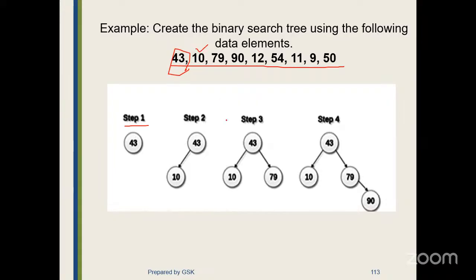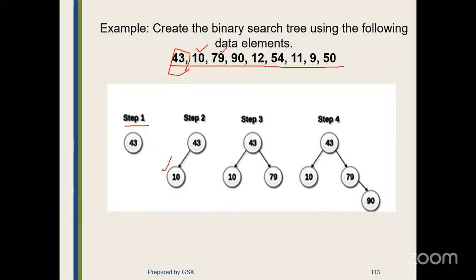You must remember the property of the binary search tree. What is that? Left subtree values must be less than the root node, and right subtree values must be greater than the root node. Here the second value is 10. So root node is 43. So the 10 must be at the left hand side, right? So we created 10 here as a left subtree.